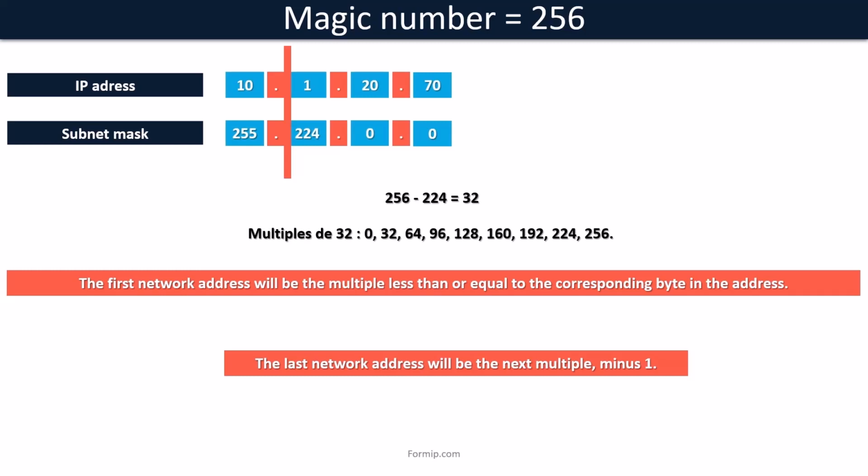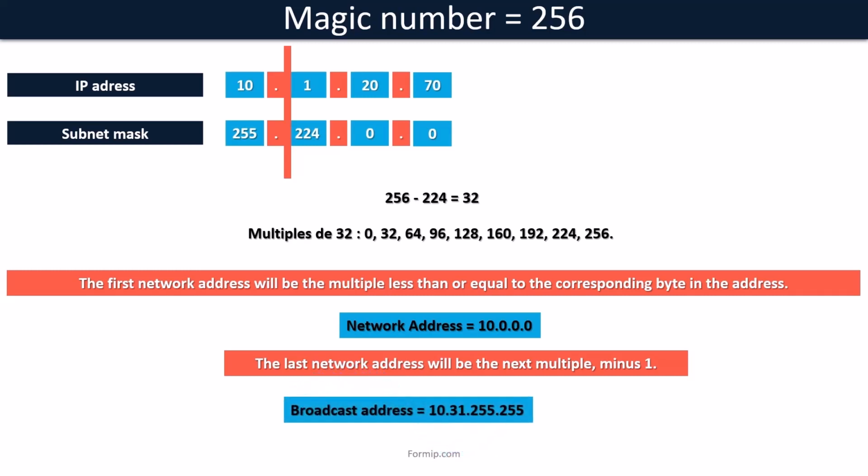The network address is therefore 101.0.0.0. The broadcast address is the next multiple, minus 1. The next multiple is 32, from which we subtract 1 to find 31. The broadcast address is indeed 101.31.255.255. You can see that 0 has been added for the network address and 255 for the broadcast address. It comes down to binary, passing all the bits to 0 for the network address and all bits to 1 for the broadcast address.